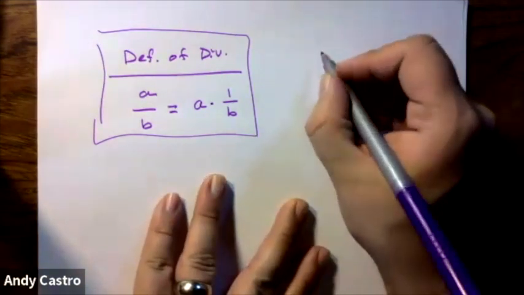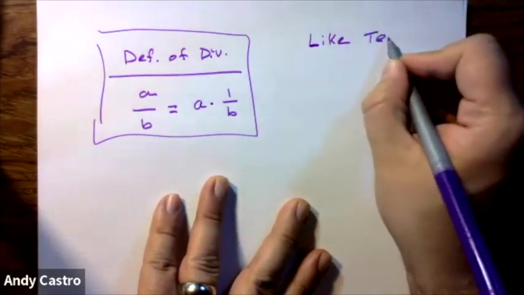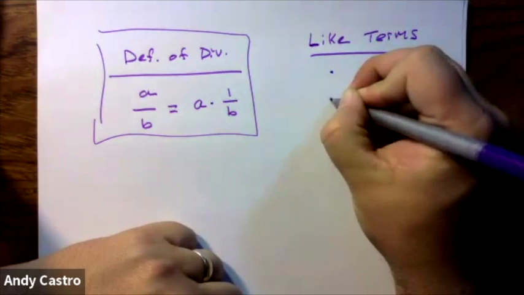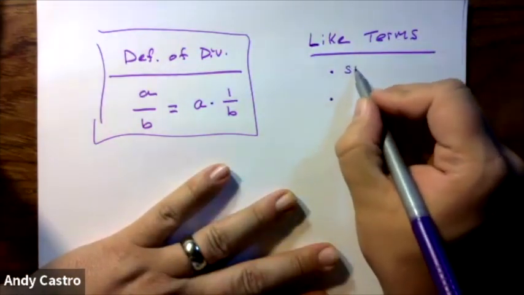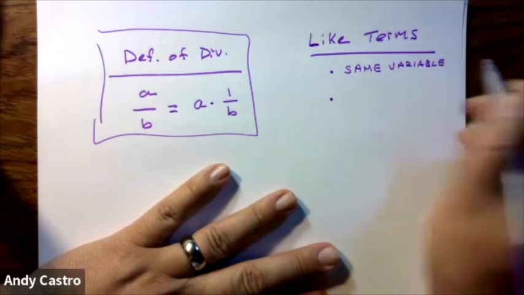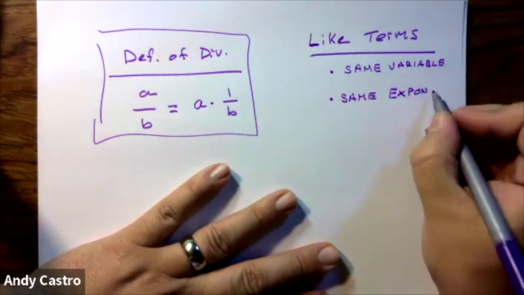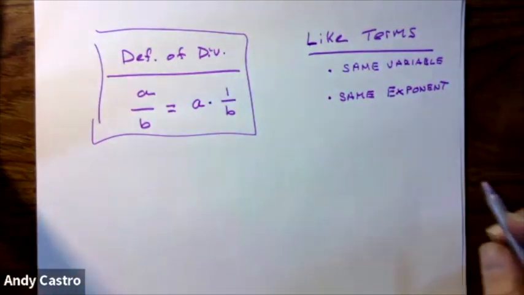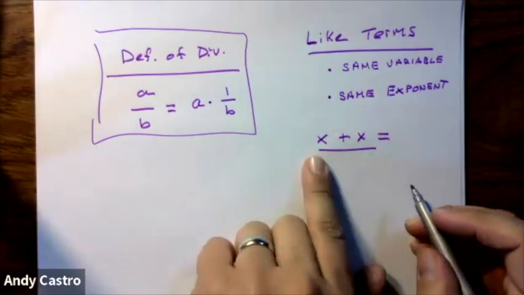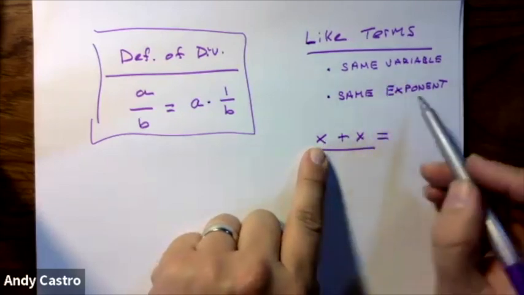Okay, so if I have terms, I also have what are called like terms. What are like terms? If you remember from the definition that we covered a few weeks ago, like terms are same variable, same exponent. So x plus x, are those like terms? Yes. Why? Because they are the same variable and they have the same exponent.